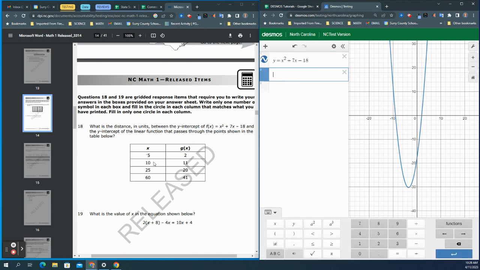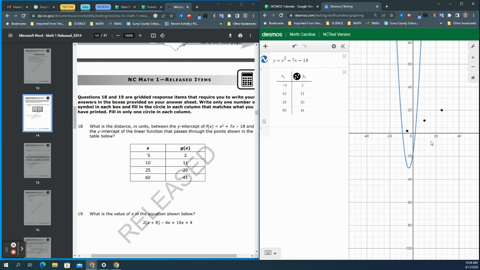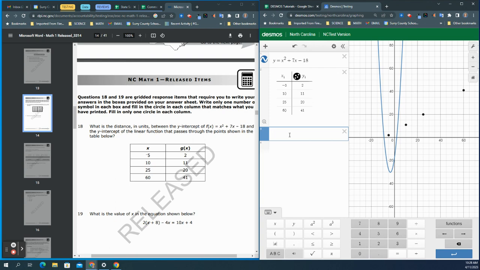So next I need to graph these points, and it's a linear, and since it is a table, I'm going to add a table first. Let's get these points in. 5, 10, 16, 2, 11, 20, and 41. And when I zoom out, I can see the points, but I don't have a line. So keep in mind this is the blue one, so that's the quadratic. So far we have black points for the linear.